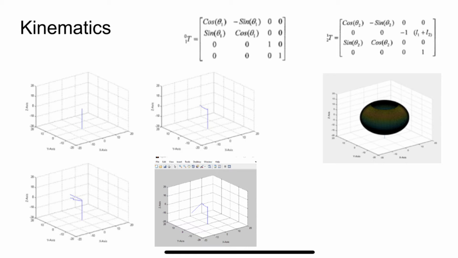By plotting an animation of the robot's movement when given an input of theta 1 and theta 2, we were able to then model the overall work envelope of the robot. Due to the physical limitation of how link 2 is connected to link 1 at a 90-degree angle, the work envelope is a cutoff sphere.